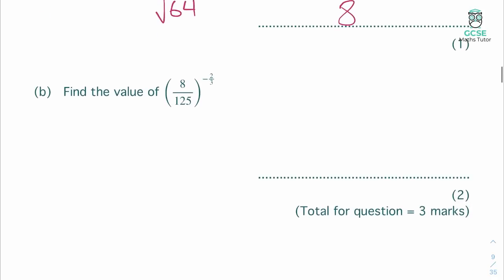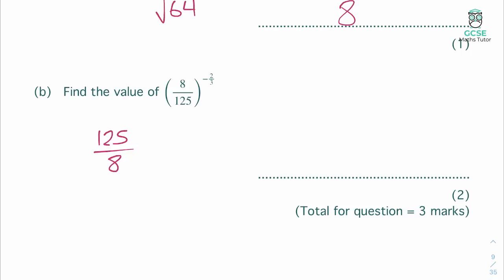This one has more involved. We have a negative power, which is the reciprocal. We've got a 3 on the bottom, which is a cube root, and a 2 on the top, which means squared. So we've got quite a lot going on in this question. Now, I would pick a particular order with this. So I would start by just making sure I get 1 mark, and that's the easy mark, which is just flipping it over. So I'll do the reciprocal, 125 over 8.